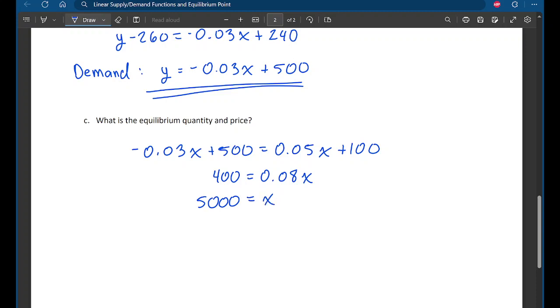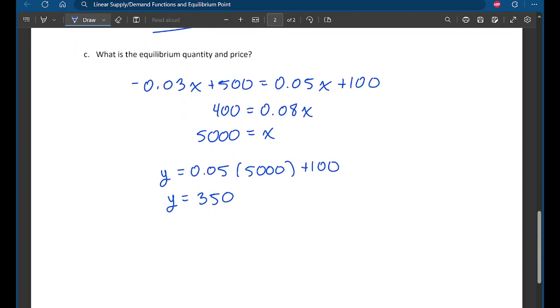Now I can plug it into any equation I want, but again, I'd rather work with positive numbers, so I'm going to do this one over here instead of the one with the negative. Just easier, at least for me. So I'm going to have y equals 0.05 times 5,000 plus 100. And again, just run that through your calculator, and you're going to get 350. So what is the equilibrium price and quantity? So we know our ordered pair, 5,000, comma, 350.